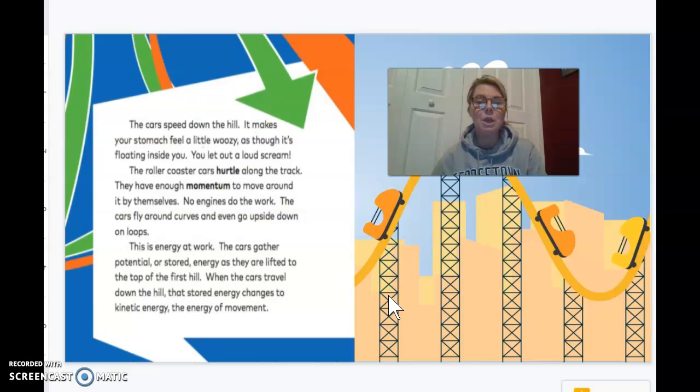I'm going to go back and reflect on this. I noticed that there are two words that are bolded, the word hurtle and the word momentum. Maybe those would be good to add to my graffiti art. Let's continue reading the next section and see what else we can add.